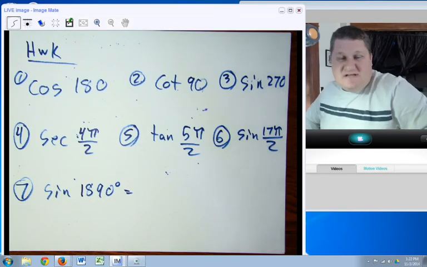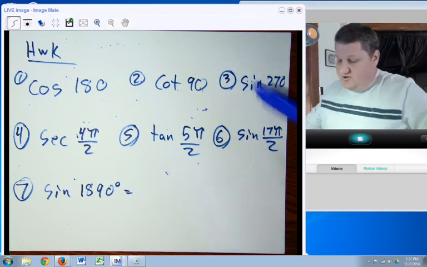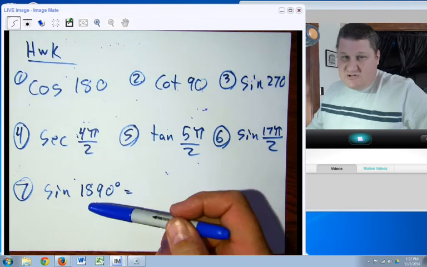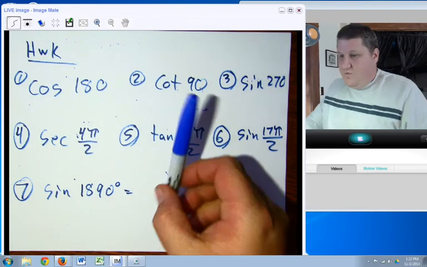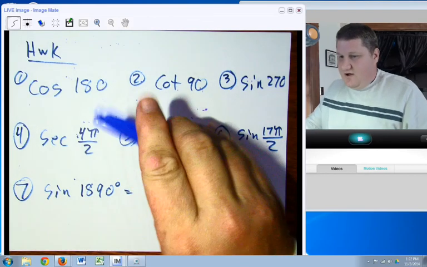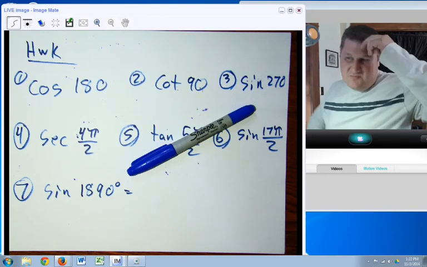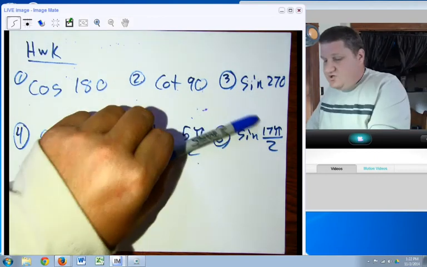Here are 7 homework problems that you need to have accomplished. You'll notice some are in degrees, some are in radians, some are actually larger than a full rotation. So you're going to have to figure out where, as it goes around and around and around, it stops. And then once you figure out where it stops, draw the appropriate reference triangle. So there you go.